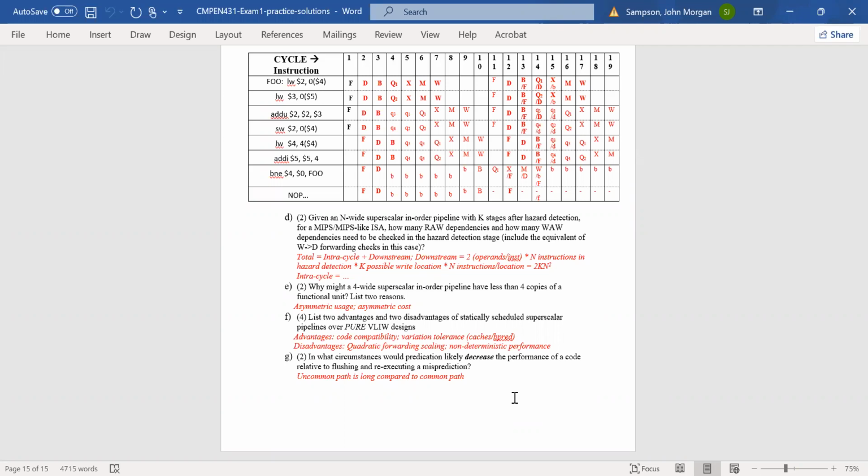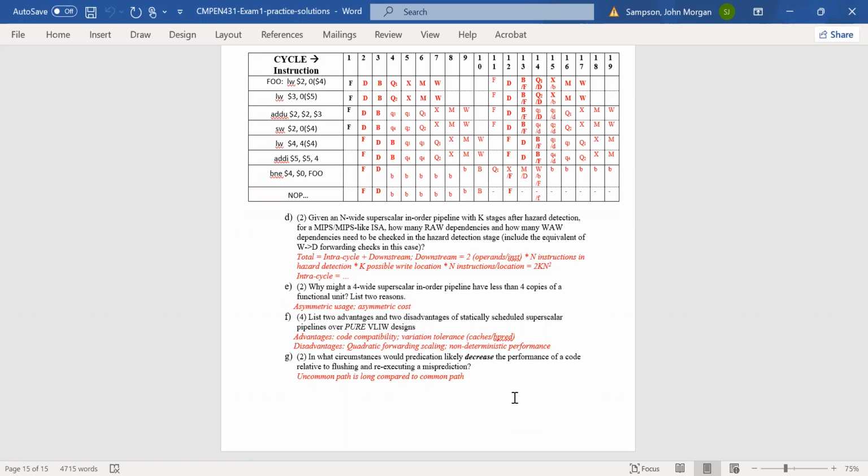Advantages and disadvantages of statically scheduled superscalar versus pure VLIW. Again, compatibility and variation tolerance are nice things that the statically scheduled superscalar gets. Disadvantages, we just saw quadratic forwarding. So not having to check for all these things would be great from a hardware perspective. Making the compiler give you a schedule that doesn't have to check for these things is not necessarily so great for the actual execution you're seeing. Non-deterministic performance is also something you will get with your statically scheduled superscalar designs.